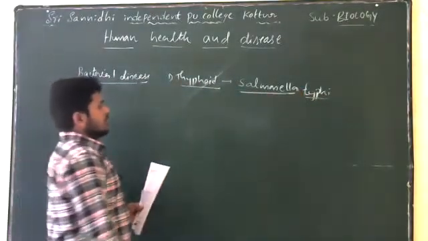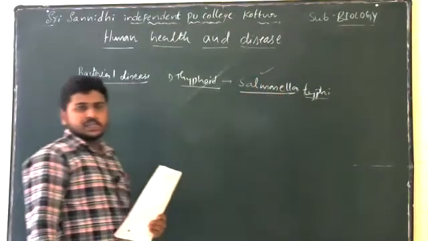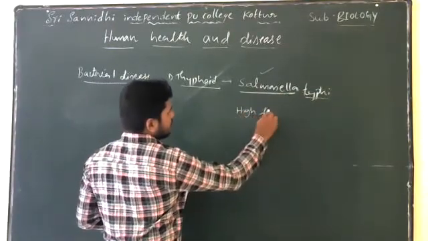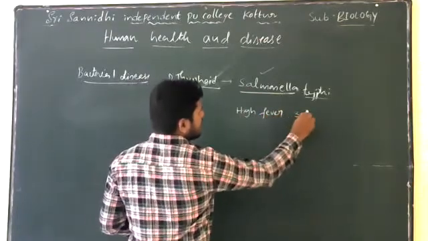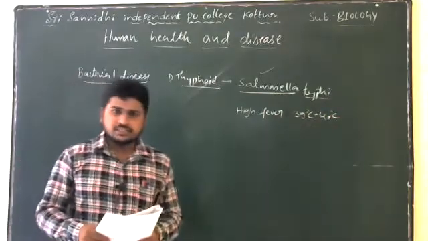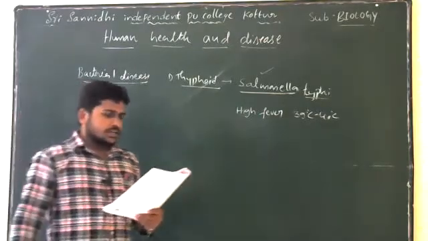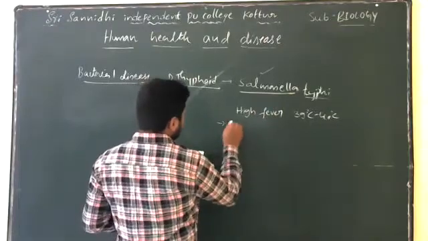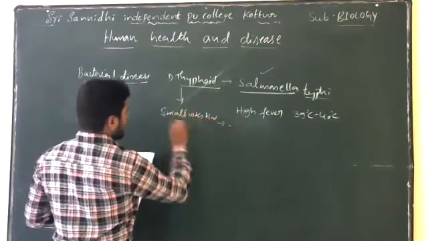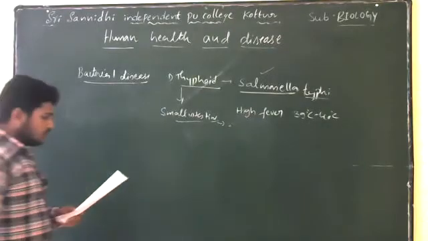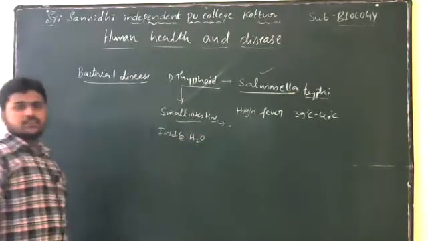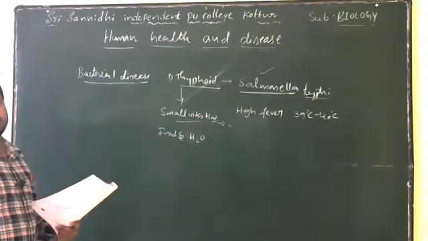Salmonella typhi, here the causative organism is Salmonella typhi. The symptoms of typhoid fever are sustained high fever, that is 39 degrees Celsius to 40 degrees Celsius. The person suffering from typhoid fever has the small intestine affected. What is the affected organ here? Small intestine. Typhoid fever is transmitted through contaminated food and water.